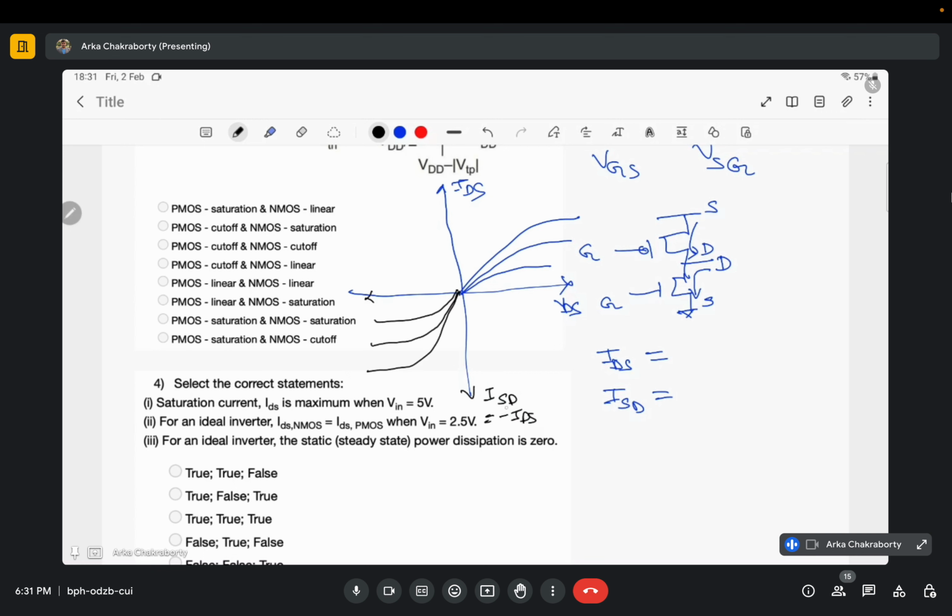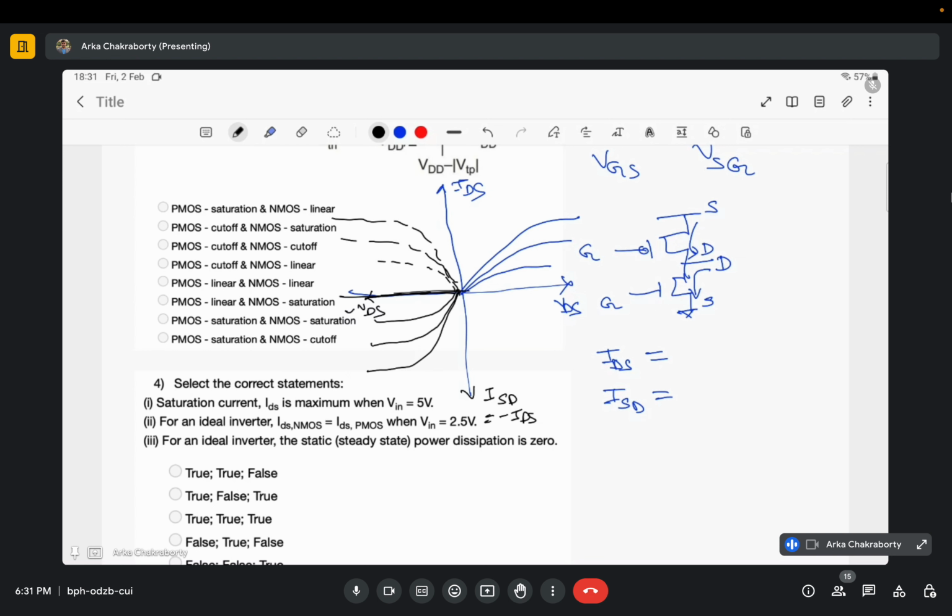Okay, so when I convert this IDS to IDS, I just take the mirror image of it. I take the mirror image across this axis and I get something like this. Now here it is VDS, and here it is minus VDS, this axis. Now if you remember, here in that case we take VSD instead of VDS.